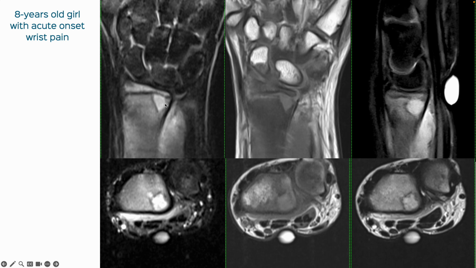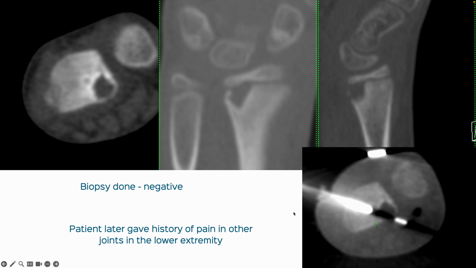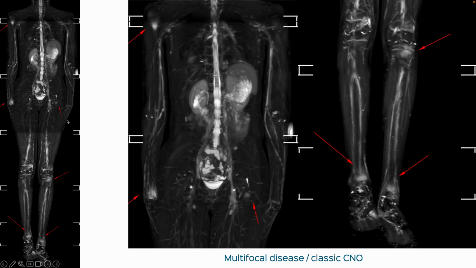So, an 8-year-old girl, acute onset wrist pain. You can see this osteolytic subphyseal metaphyseal lesion with marrow and periosseous edema, but no cortical break, no extraosseous spread. I biopsied this lesion, it was negative. Then the patient a week later gave history of pain in other joints. A whole body MR shows multiple physeal lesions in multiple areas, and most of these were asymptomatic.